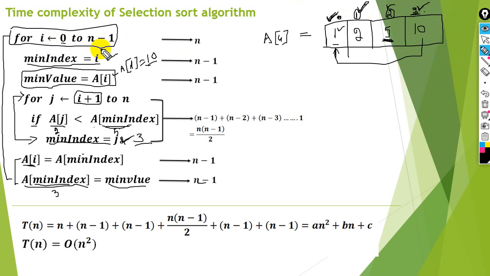So the same process as now I will become 2, so the min index will become 2 and min value will become, so A2, what does it have, 5. So here we have 5. But A2 will be, sorry, let me just remove this.